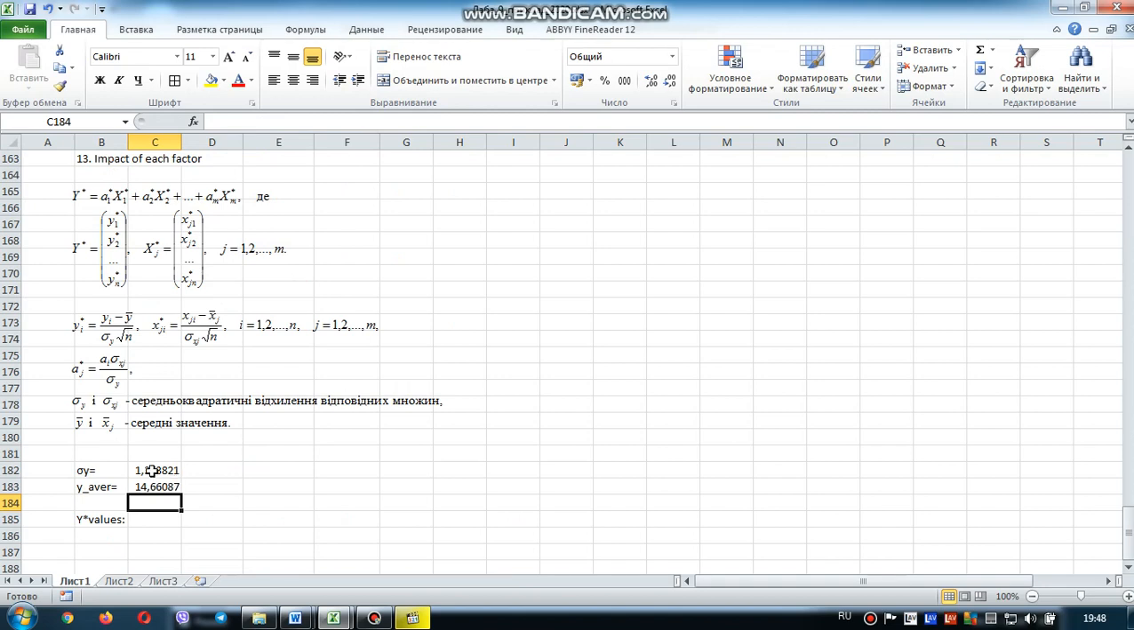Okay, now we can calculate all these values for our x values, because we have to determine the x superstar values as well.